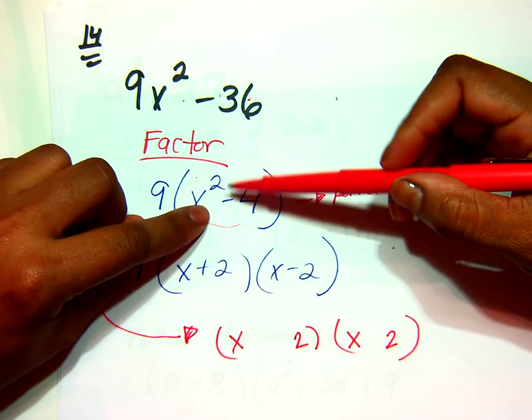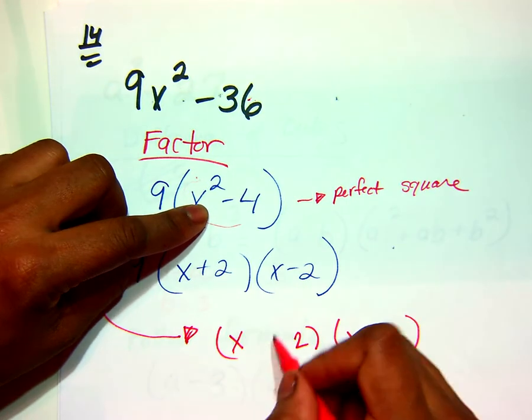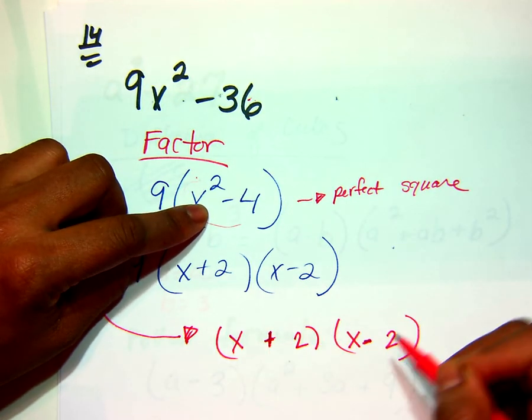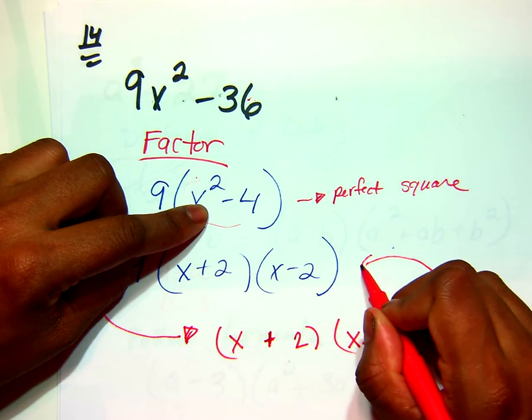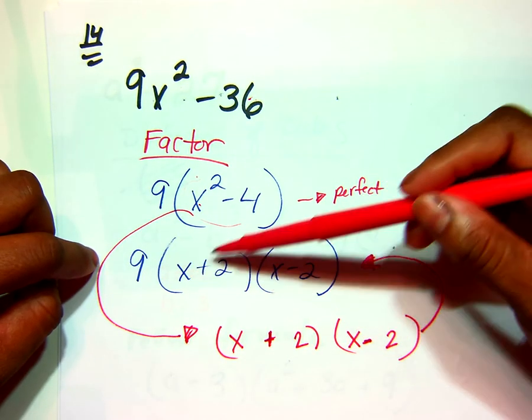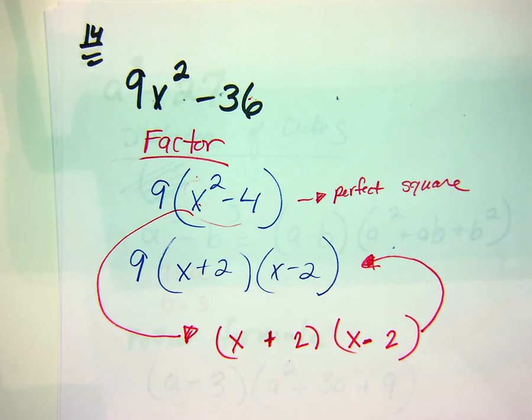But notice how there's no middle term. Therefore, that's how you know that one of these signs has to be positive and the other one has to be negative. Therefore, your final answer with the 9 is going to be 9 times x plus 2 times x minus 2. I know that was kind of tricky, but if you go on to Canvas and look under Module 5, one of the assignments is your factor table, so you can see where I'm getting the 4 from.